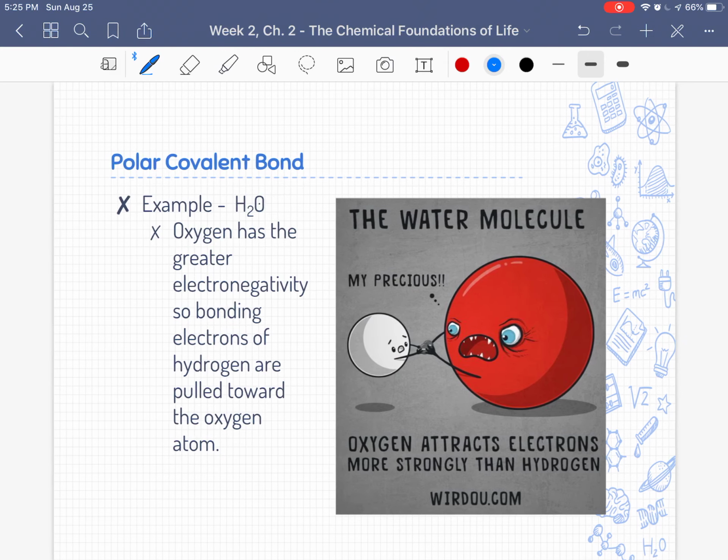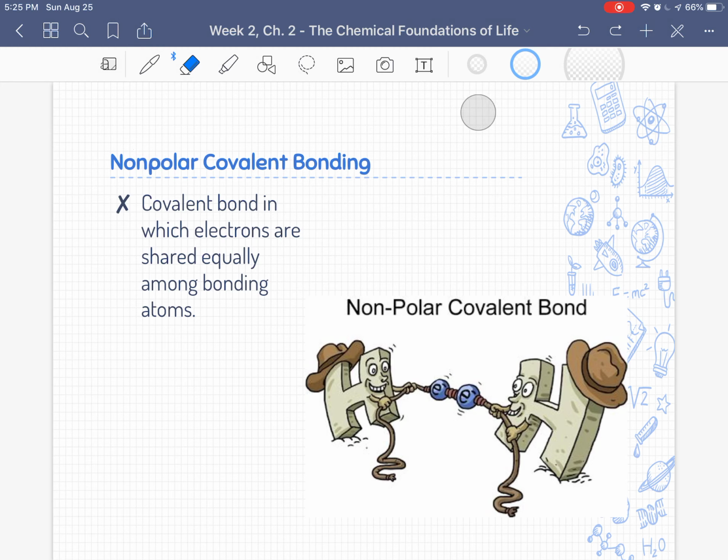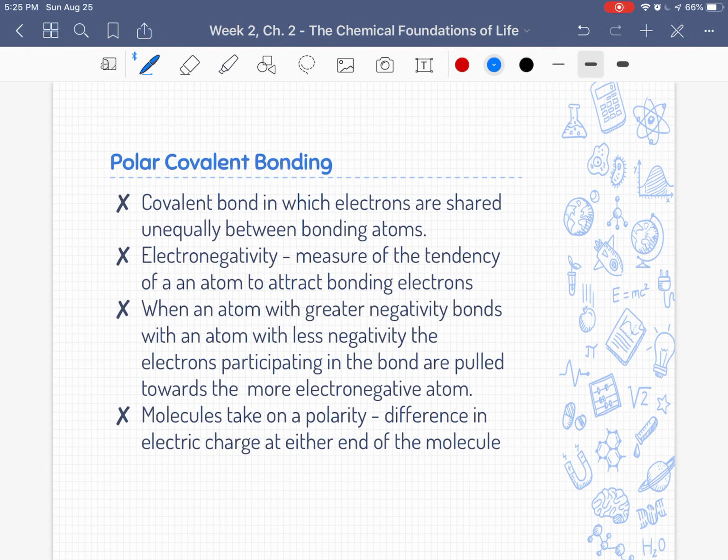Let's move on. Water is an example of a polar covalent bond. So the electrons are shared unequally between those bonding atoms. It has to do with electronegativity, or the measure of the tendency of an atom to attract bonding electrons.